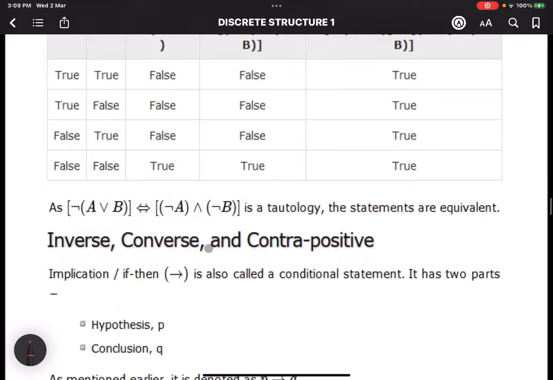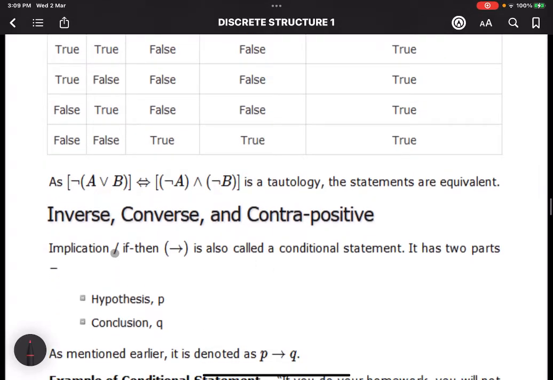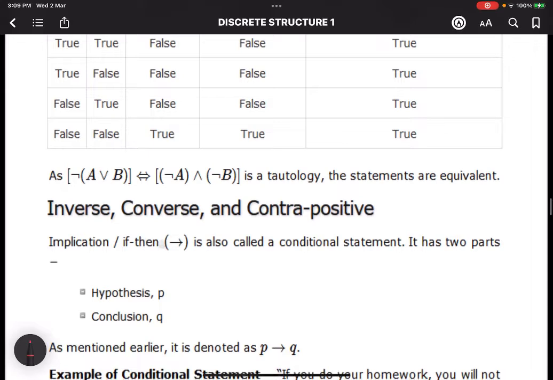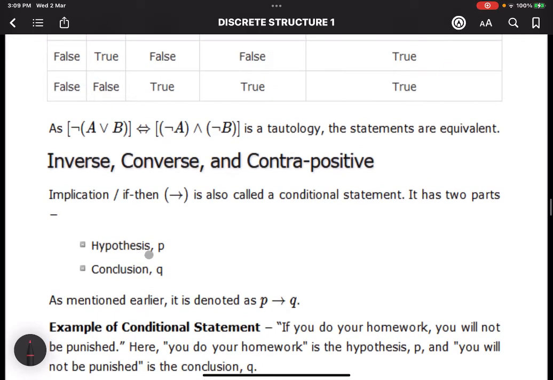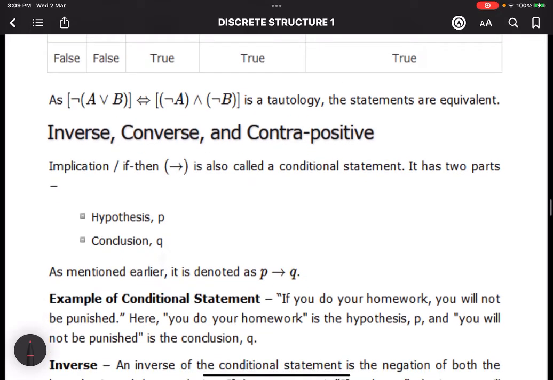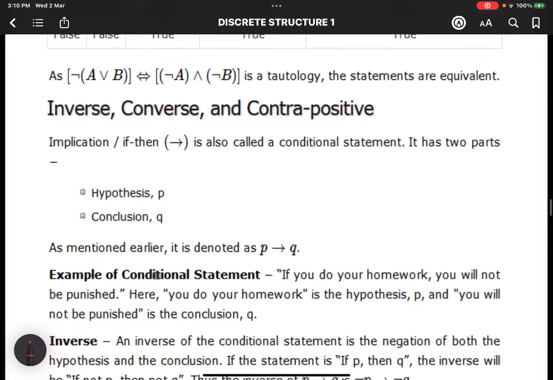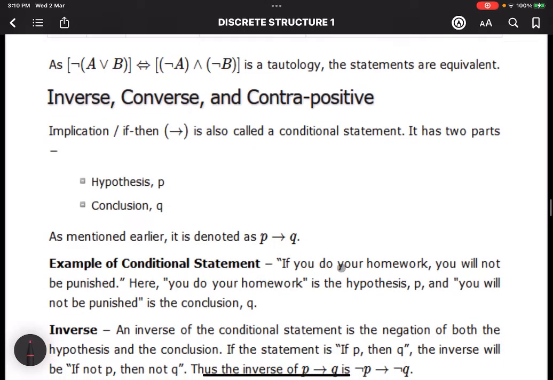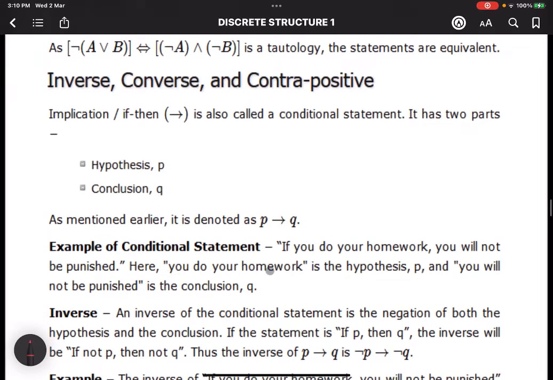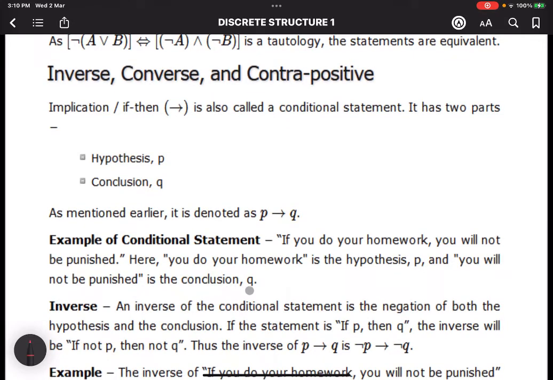Ano naman yung inverse, converse, and contrapositive? Implication, if then, is also called a conditional statement. Remember, if then, it has two parts. Meron siyang hypothesis, which is represented by P, and conclusion, represented by Q. As mentioned earlier, it is denoted as if P, then Q. Example of conditional statement: if you do your homework, you will not be punished. Here, you do your homework is the hypothesis P and you will not be punished is the conclusion Q.